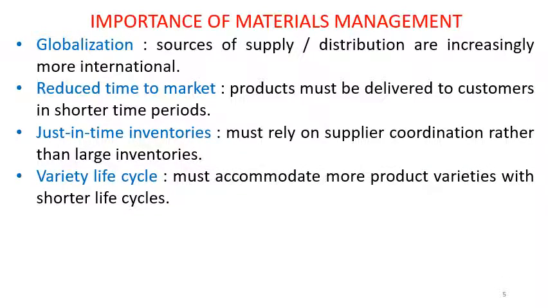The organization or the system must accommodate more product varieties with shorter life cycles, because unlike 10-20 years back or some 30 years back, products now have shorter life cycles because of innovation, new products coming up, new designs. Just like human beings, the life of products is also getting shorter, correct? Because new products are coming up. So there must be scope to accommodate more product varieties within shorter life cycles.